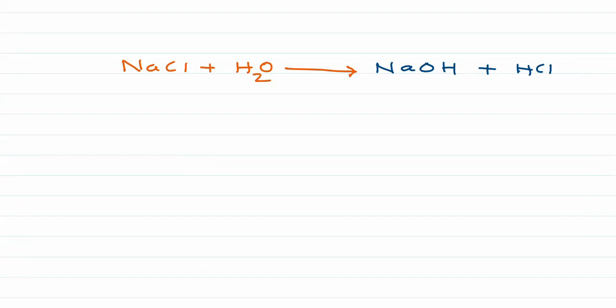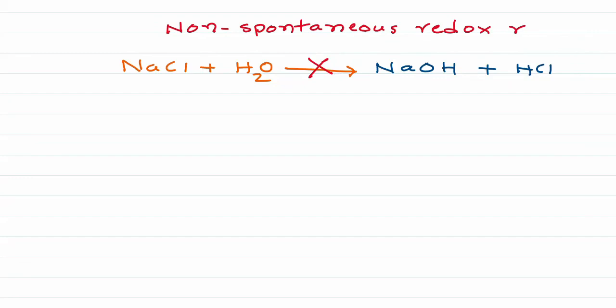But remember, this reaction is not possible because this is a non-spontaneous redox reaction, the reaction which cannot occur on its own. Okay, let us study then how to make this reaction occur. When I add NaCl in the water, NaCl splits into Na plus and Cl minus. This is the dissociation.